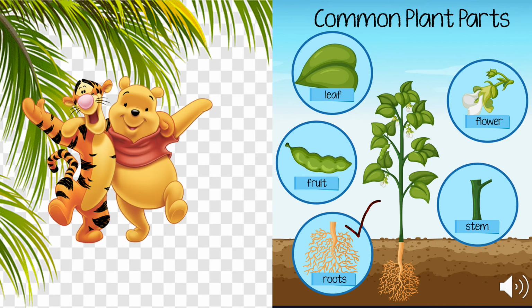Oh, Winnie the Pooh has met his friend Sher Khan and this naughty brat. Then they both discussed the common parts of a plant. These are roots, fruit, leaf, flower, and stem.